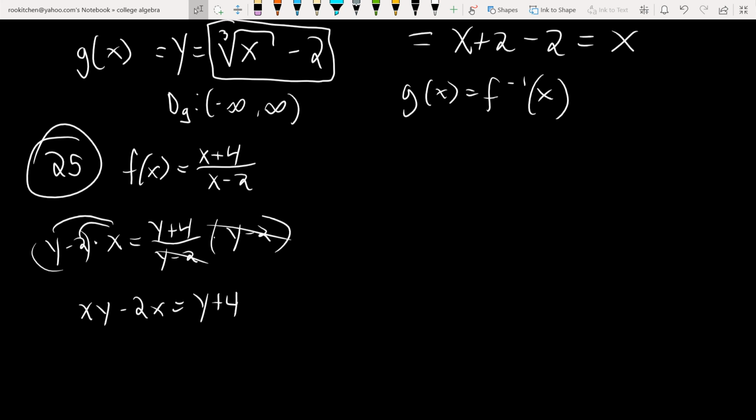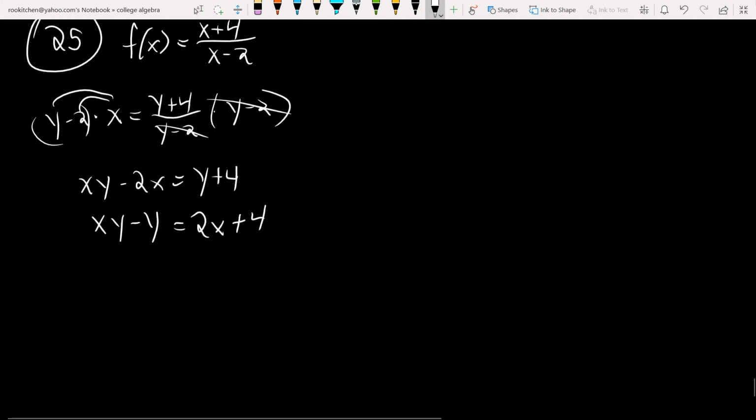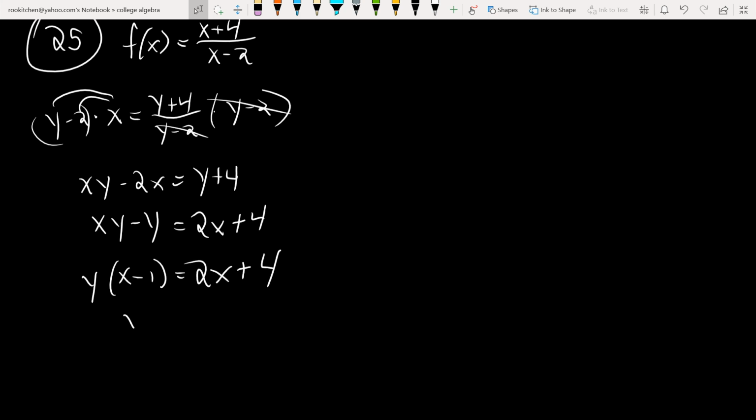You want to collect all the y's on one side, all the other stuff on the other. So I have xy minus y. Subtract y from both sides. Add 2x to both sides. So 2x plus 4. Factor out the y. Divide by x minus 1. And there's your inverse. Okay.